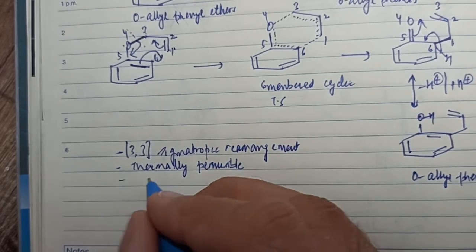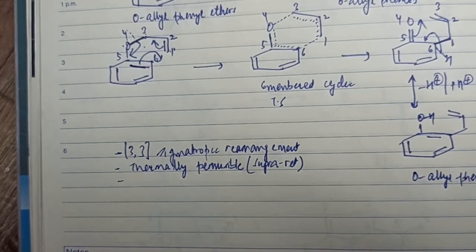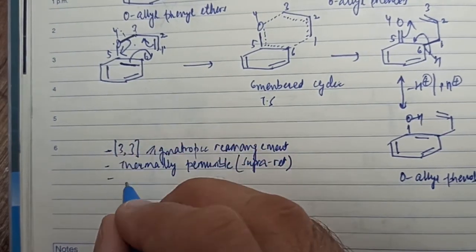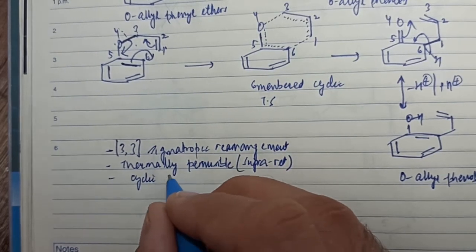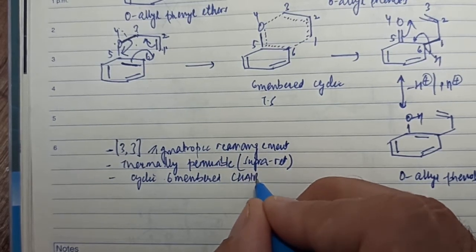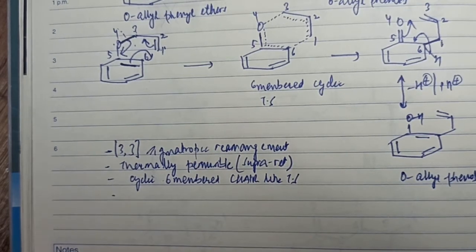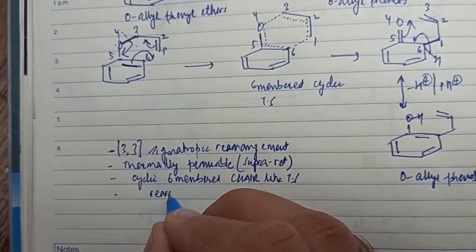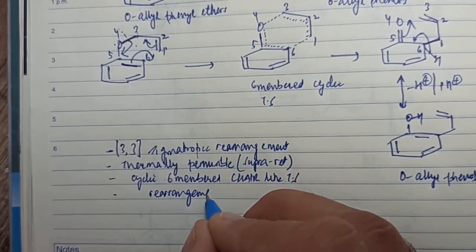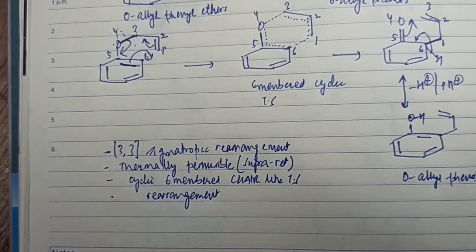Since it is thermally permissible, the stereochemical mode of course would be the default stereochemical mode, that is suprafacial retention. The reaction proceeds through a cyclic 6-membered chair-like transition state, as in the case of Cope rearrangement, and the product is of course the rearranged product. And as in the case of Cope rearrangement, the forward and backward reaction energy requirements are similar, therefore the reactions are degenerate, hence reversibility can be expected in these systems, so that starting from the product you can again get back the starting compound.